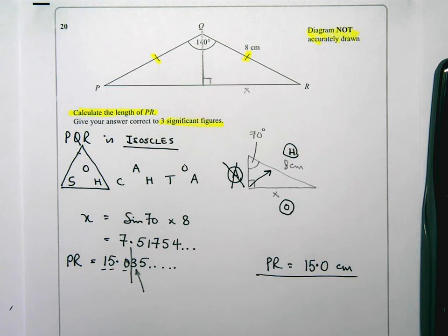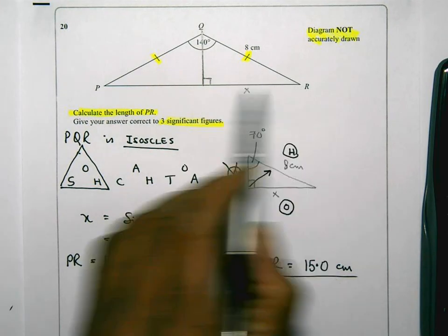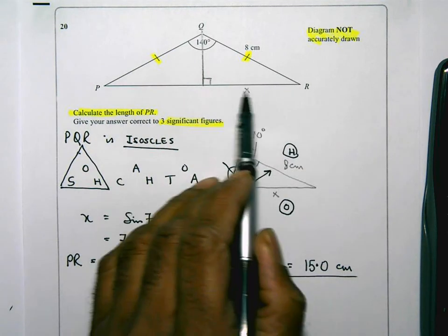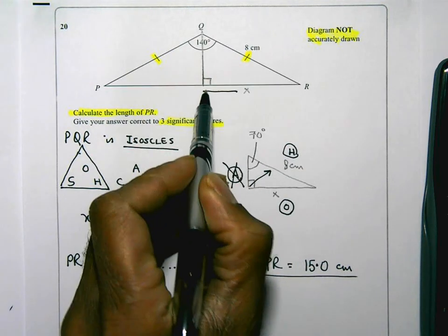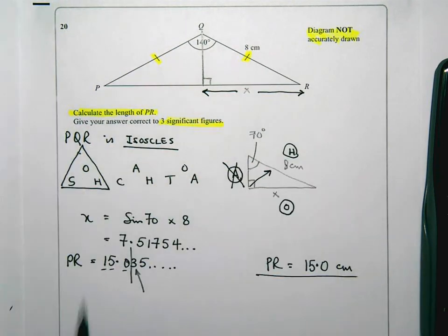And that's what I'll write in the answer space. 15.0 centimeters. That's the length of PR. Remember why I doubled it here. I doubled it because that distance there from the center to each of the corners has been cut in half. So X is just this distance over here. So if I double that, I'll get the length of the whole of PR, and that's why I've got it to be 15.0 to 3 significant places. Make sure you could do this question. If another one comes up like this, make sure you can get it and get full marks.